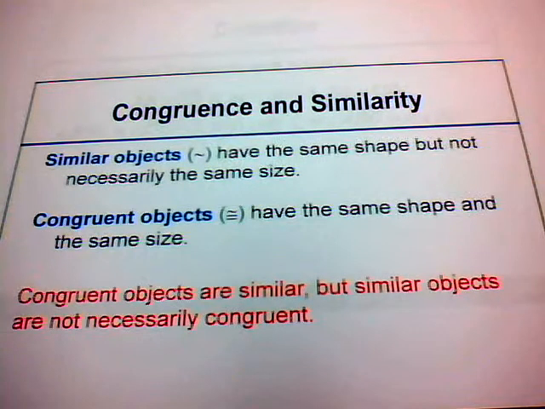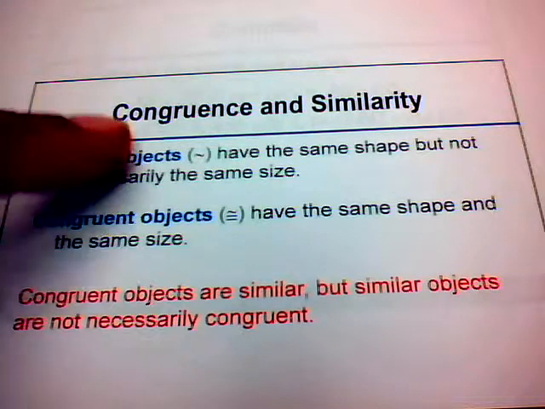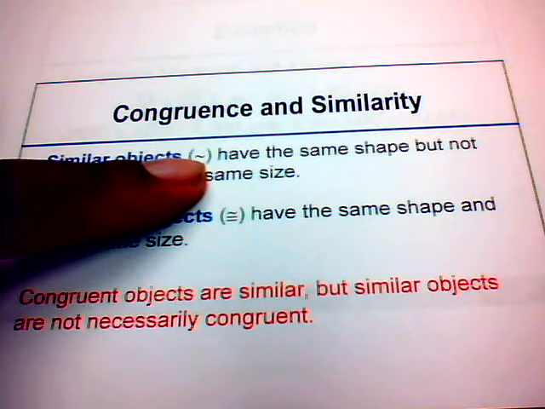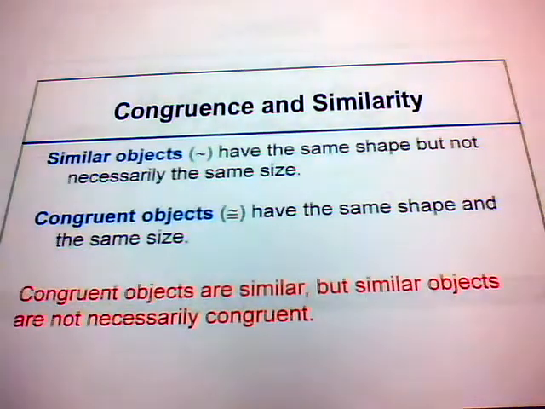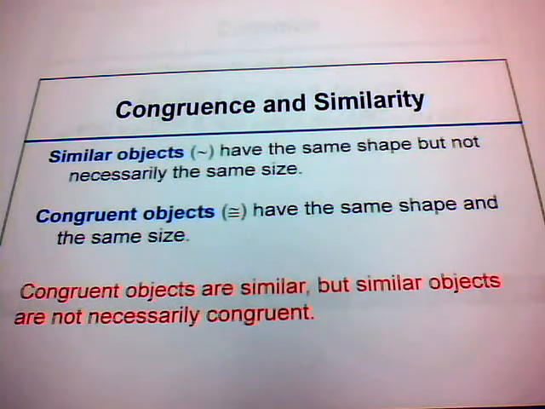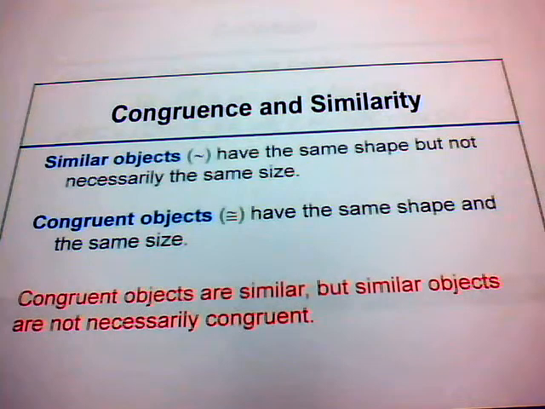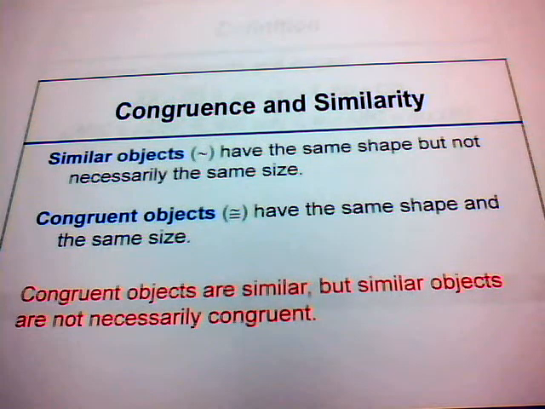Okay, so here's the definition of congruence and similarity. Similar objects, denoted symbolically by a simple squiggly line, have the same shape, but not necessarily the same size. And congruent objects, denoted by the equal sign with the squiggly mark on top, have the same shape and the same size. So you can think of congruent objects as similar, but similar objects are not necessarily congruent.